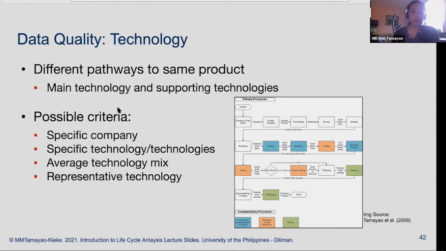Then again, you have to state also the technology scope of your study. There could be different pathways to the same product. I mentioned earlier the manufacturing of gold jewelry in the Philippines, specifically in Bulacan, might be different from that in countries in the Middle East. The possible criteria could include specific company, specific technology or technologies, average technology mix, or representative technology.